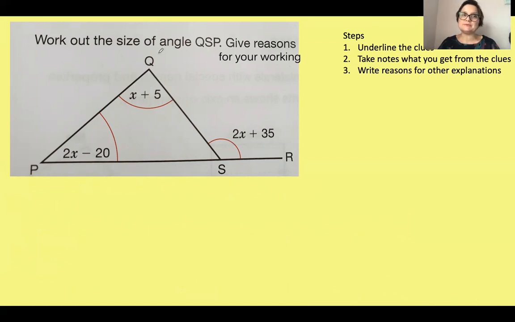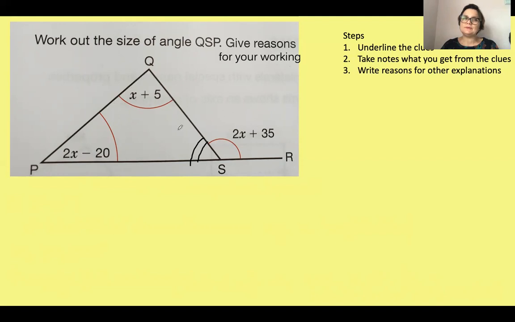Again, QSP, it's a 3-letter angle. So start from QS, run your pen down QS, QSP. So it's going to be this one. It's going to be on the other side. Again, QSP. So this is the angle that we need to know. Right, so what do we know?